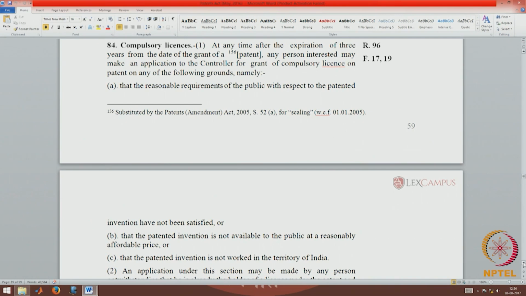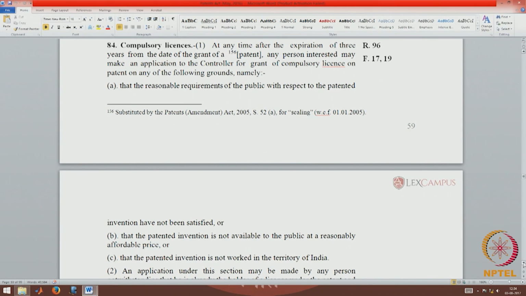What is an affordable price in India? What amounts to an affordable price in India could be different in another jurisdiction. So, all these factors will have to be considered, and in the only decision that we have of the compulsory license granted for Bayer's patented drug Nexavar would show that the controller went through all these requirements before he came up with this order.